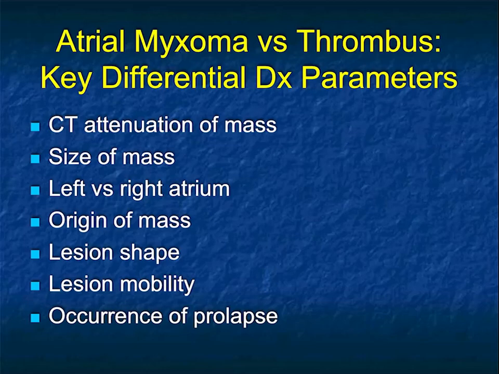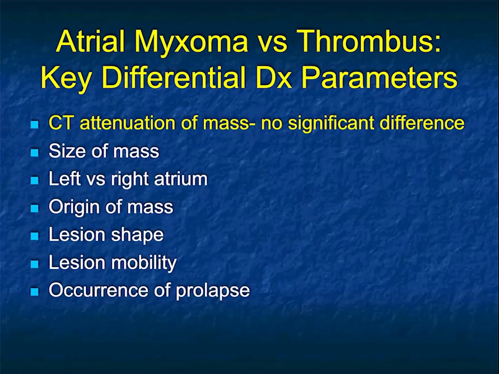Now, the question often comes up, atrial myxoma versus thrombus. And there was an article published a while back that looked at basically 7 findings: attenuation, size, left versus right atrium, origin of mass, lesion shape, lesion mobility, and occurrence of prolapse.